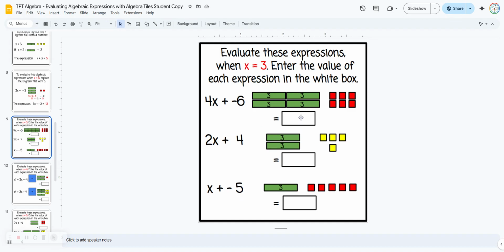On slide 9, students are going to type in the values in these 3 white boxes. 4x plus -6 when x is 3. So here we have 3 4 times. That would be 12. And then -6, and that would give us an answer of 6. 2x plus 3. If x equals 3, then we get 6 plus 4, and our answer is 10.